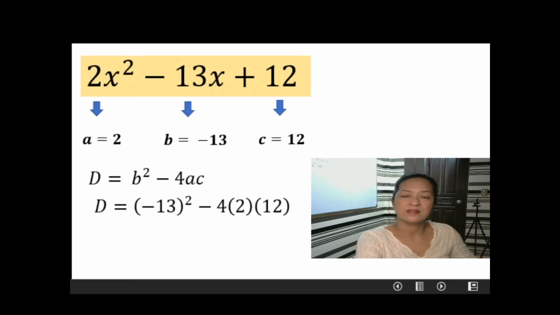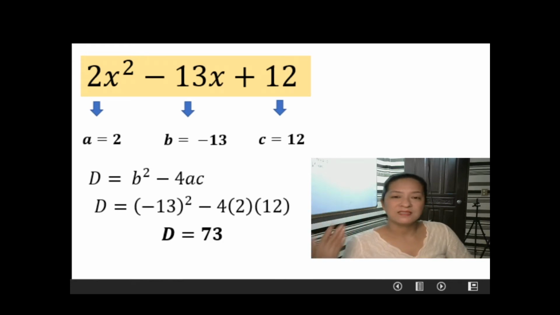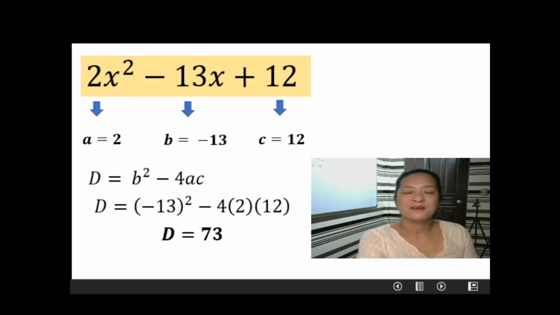Negative 13 squared is 169. Okay, correct. Now, 4 times 2 is 8 times 12 is 96. Okay, so 169 minus 96 is equal to 73. Now, the discriminant na 73 ay hindi perfect square. So therefore, the trinomial is not factorable. Okay, so by this time, alam na natin kung ang isang trinomial ba ay factorable or not.